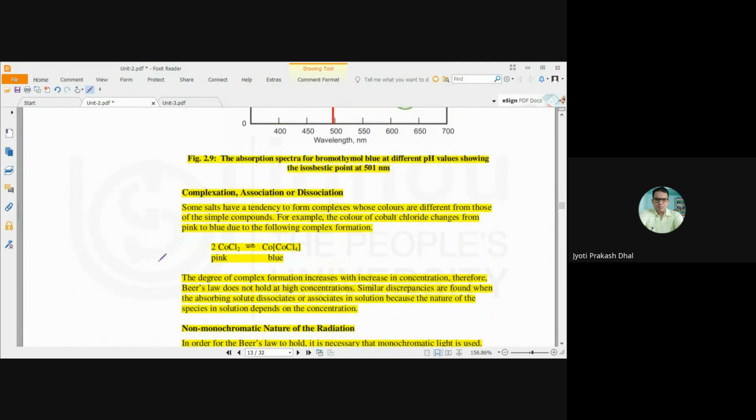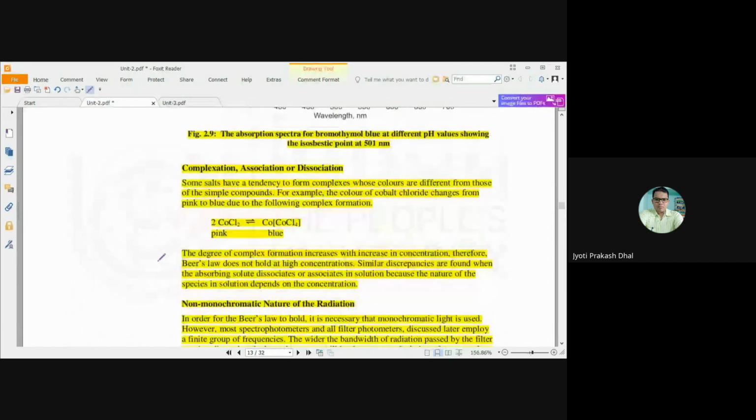Now coming to complexation, association or dissociation. These are also some causes of deviation from the Lambert-Beer's law. Some salts have a tendency to form complexes whose colors are different from those of the simple compounds. For example, the color of cobalt chloride changes from pink to blue due to the following complex formation. So initially the color of the cobalt chloride is pink, and that changes into blue due to formation of this complex inside the solution.